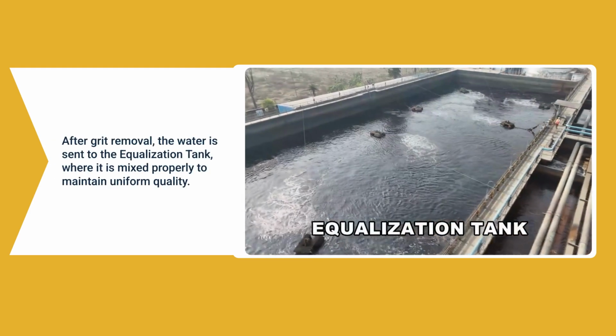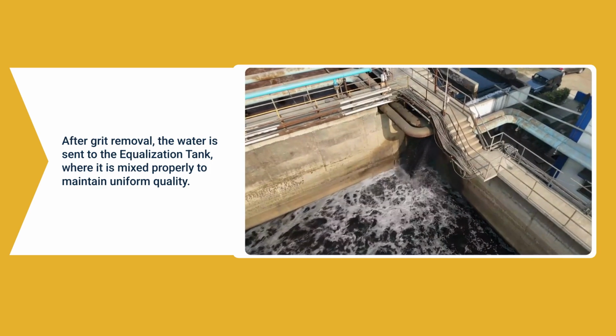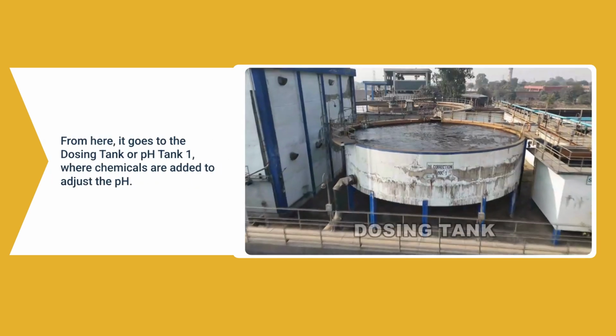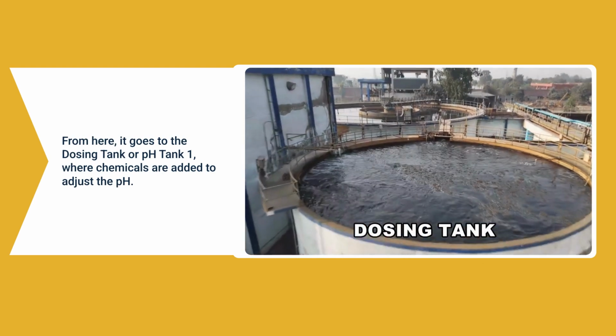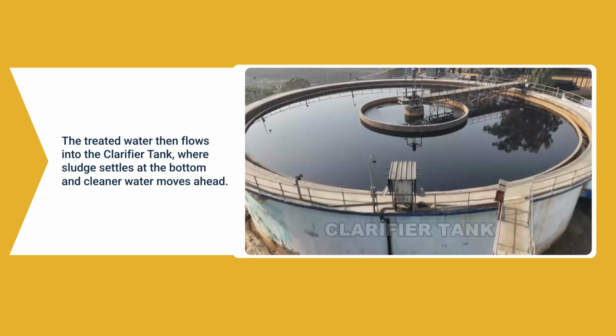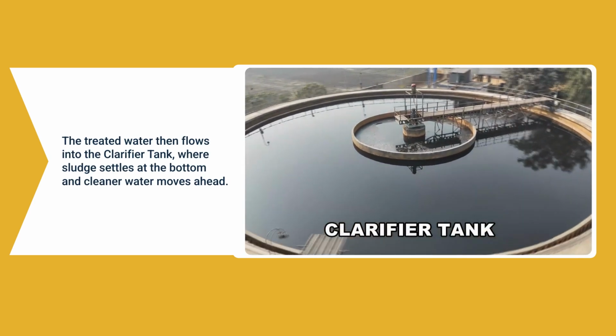After grit removal, the water is sent to the equalization tank, where it is mixed properly to maintain uniform quality. From here, it goes to the dosing tank, or pH tank 1, where chemicals are added to adjust the pH. The treated water then flows into the clarifier tank, where sludge settles at the bottom and cleaner water moves ahead.